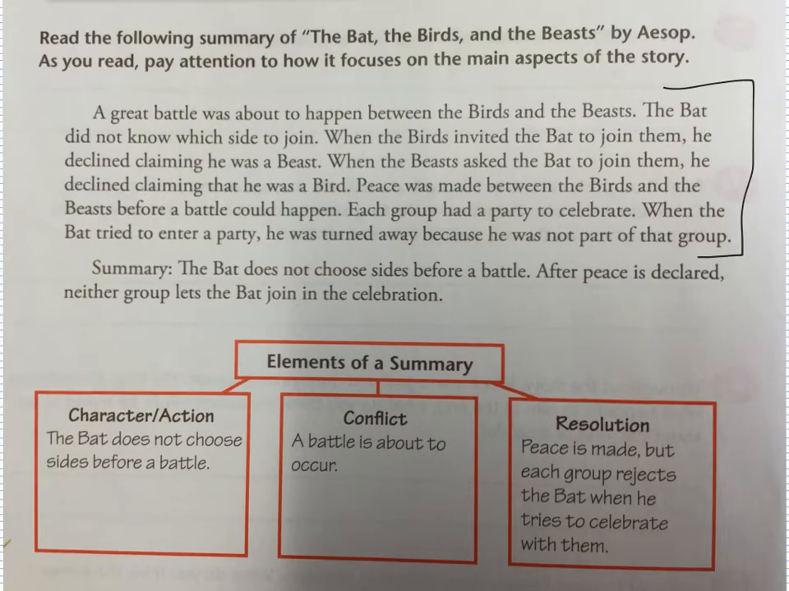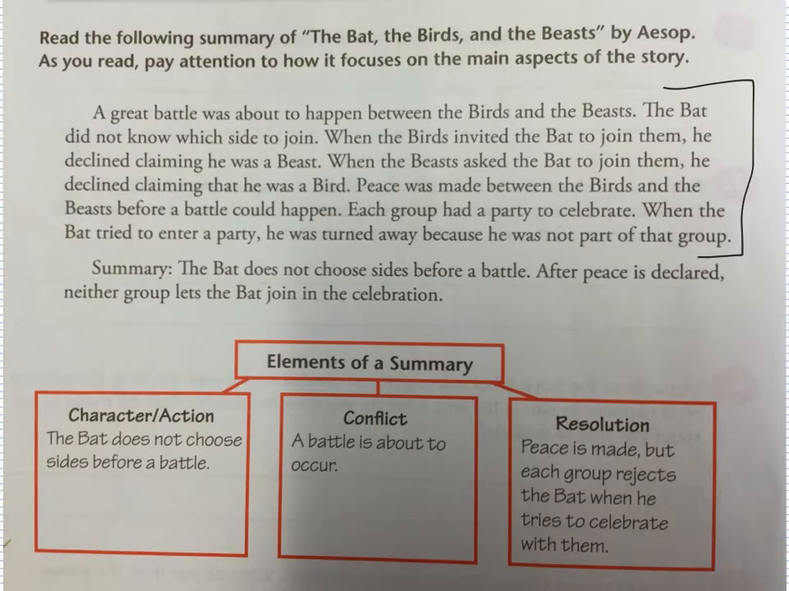A great battle was about to happen between the birds and the beasts. The bat did not know which side to join. When the birds invited the bat to join them, he declined, claiming he was a beast. When the beasts asked the bat to join them, he declined, claiming that he was a bird. Peace was made between the birds and the beasts before a battle could happen. Each group had a party to celebrate. When the bat tried to enter a party, he was turned away because he was not part of that group.